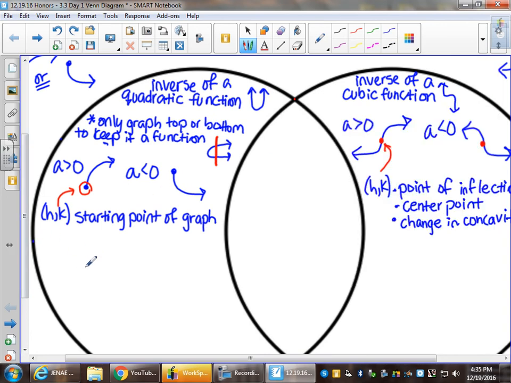We already talked a little bit about how square root functions will have restrictions on the domain, and those domain restrictions are directly connected to h comma k. So let's write that down. Domain and range restricted by h and k.